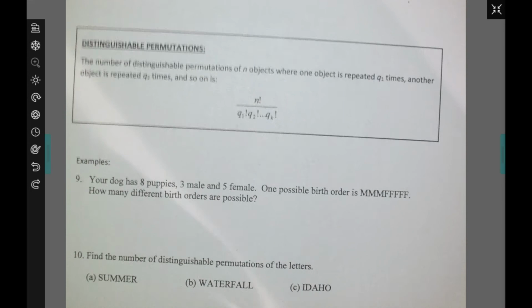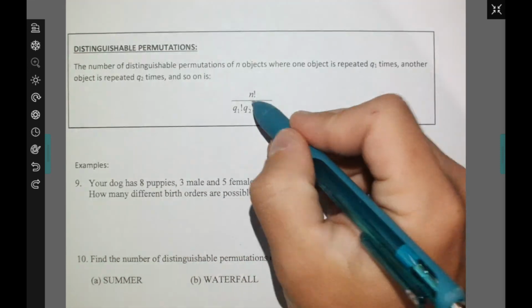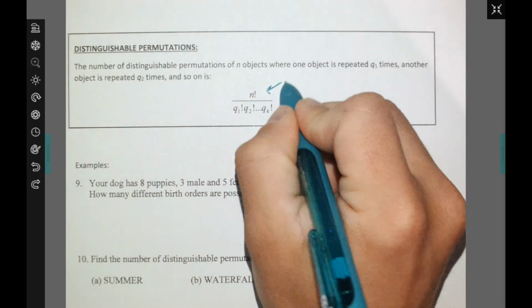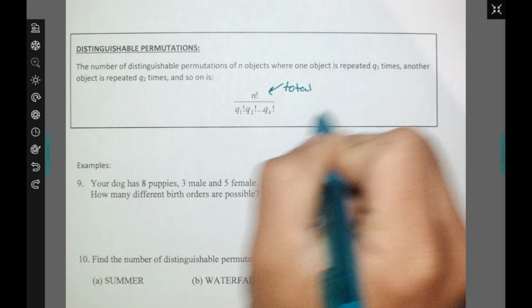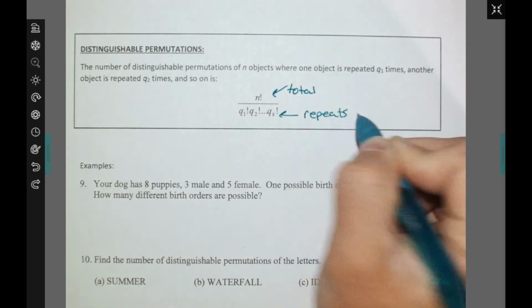All right, last thing I'm going to look at is distinguishable permutations. For a distinguishable permutation, I want to know in how many ways can these be listed out in different orders. So our formula for this is n factorial, which is our total. And then down below, each of these q's represents repeats.